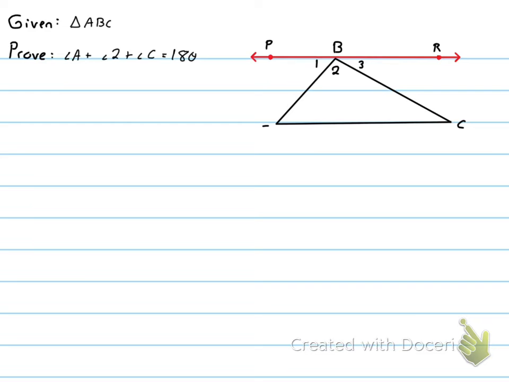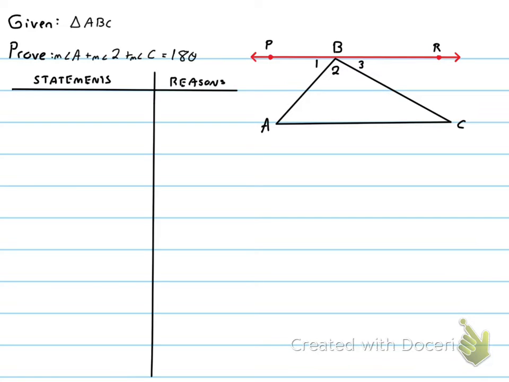So, here we are given triangle ABC, and we want to prove that angle A plus angle 2 plus angle C equals 180. And as you can notice there, looking at that triangle, angle A, angle 2, and angle C are all the interior angles of that triangle. So, just keep in mind, this is a longer proof, this is why it's a bonus. We're going to start with our given, we're just given that this is a triangle.